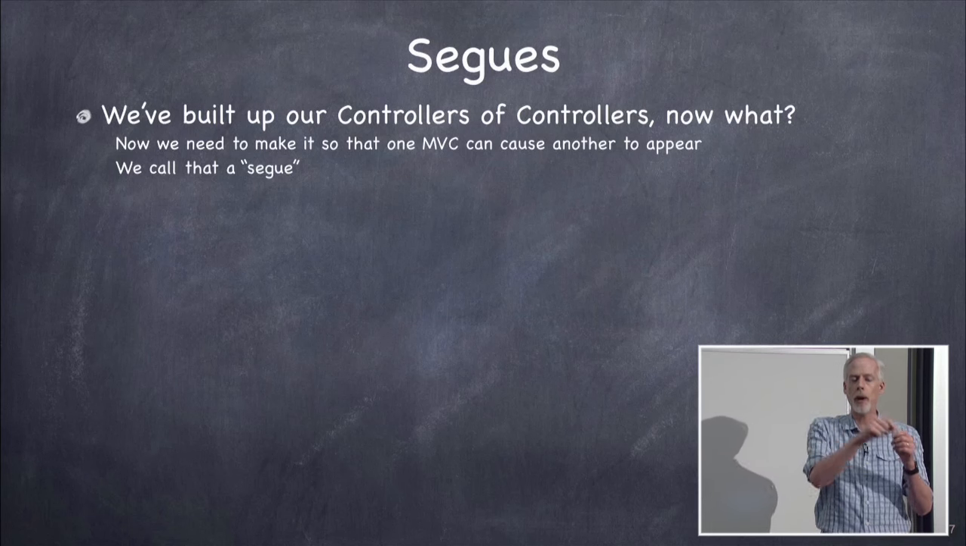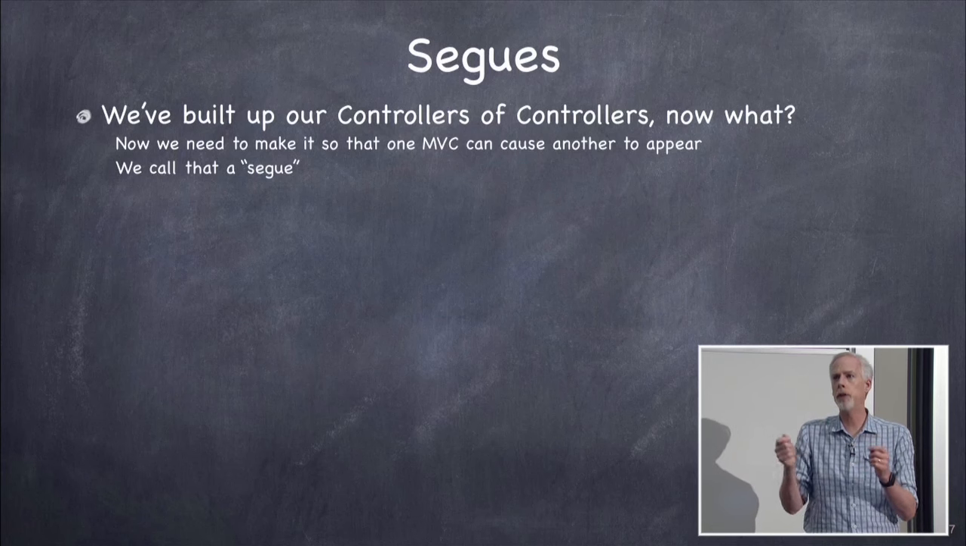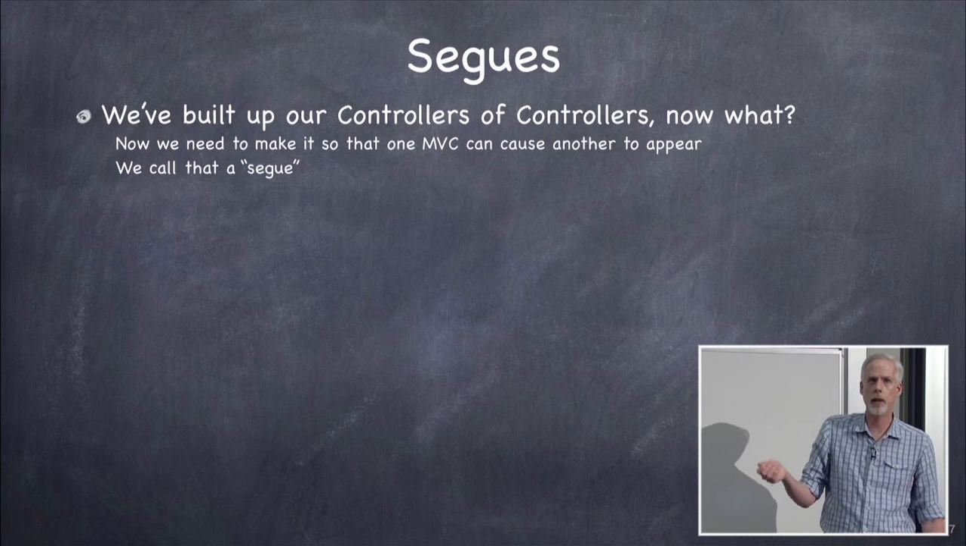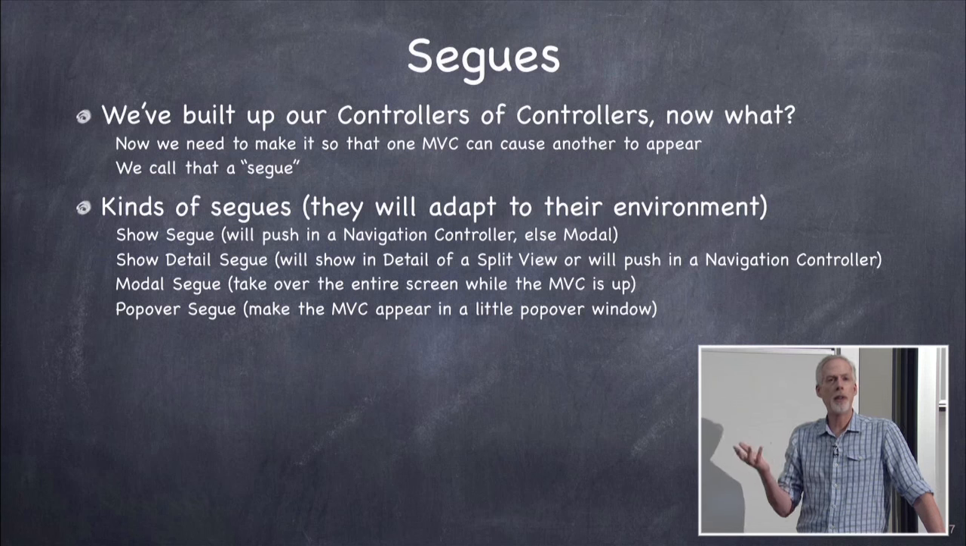Or how do we make it so that we press a button in our calculator in a split view and it causes that graph to be replaced with a new graph? Okay, how do we do that? We do that with what are called segues. Kind of alluded to this earlier. All right, and these are the kinds of segues that exist.